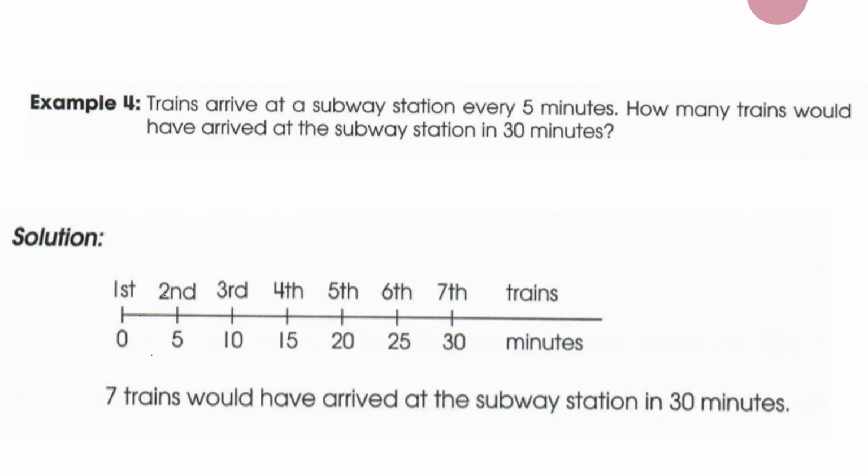In 15 minutes, our fourth train. In 20 minutes, our fifth train. In 25 minutes, our sixth train. And 30 minutes, our seventh train. So 7 trains would have arrived at the subway station in 30 minutes.